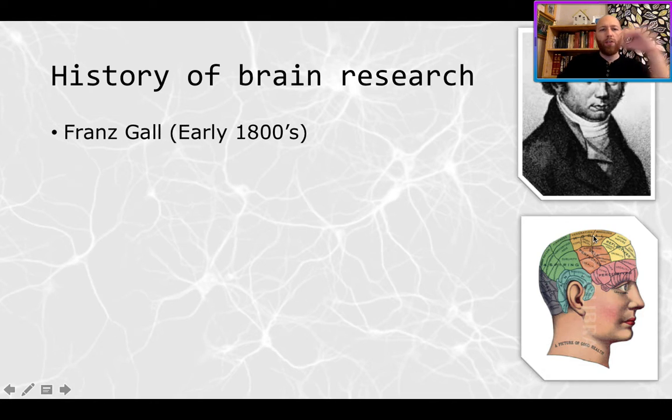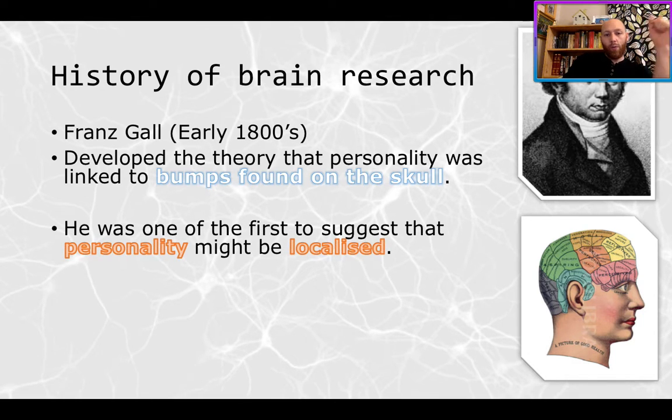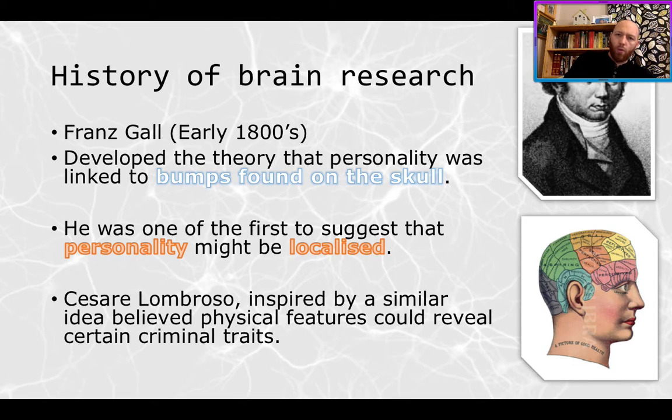So let's have a little look at the research. Franz Gall in the early 1800s was a pioneer of sorts. He developed the theory that personality was linked to bumps found on the skull. This became the field of phrenology, and he was one of the first really to identify the idea that personality might be localized to specific regions, in his case of the skull or the brain. And his research, although laughed at today, perhaps laughed is a bit harsh, but rejected today, actually has a germ of truth in it.